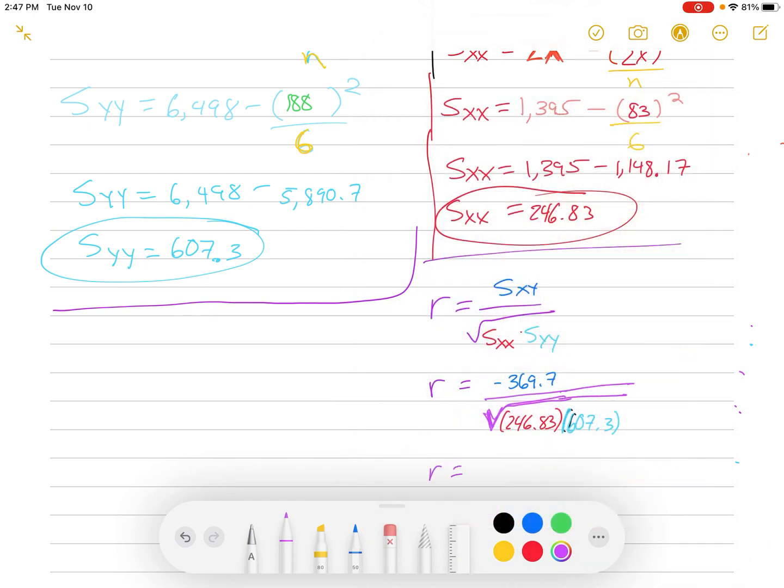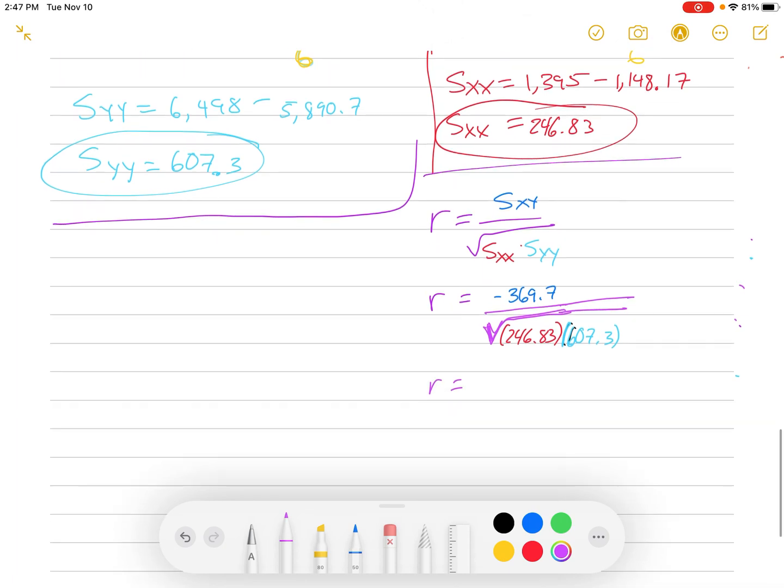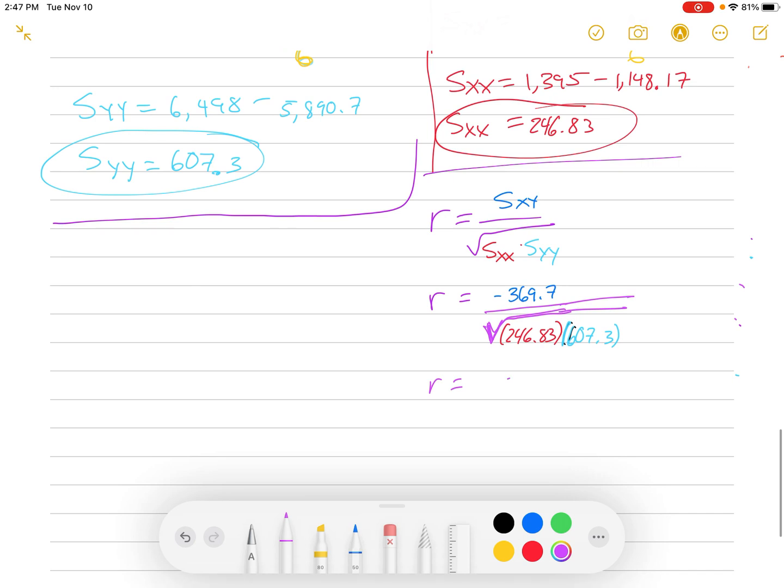Okay, here we go. Calculator time. Negative 369.7 divided by the square root of 246.83 times 607.3. To 4 decimals, I get negative 0.9548. So I got a negative correlation coefficient.